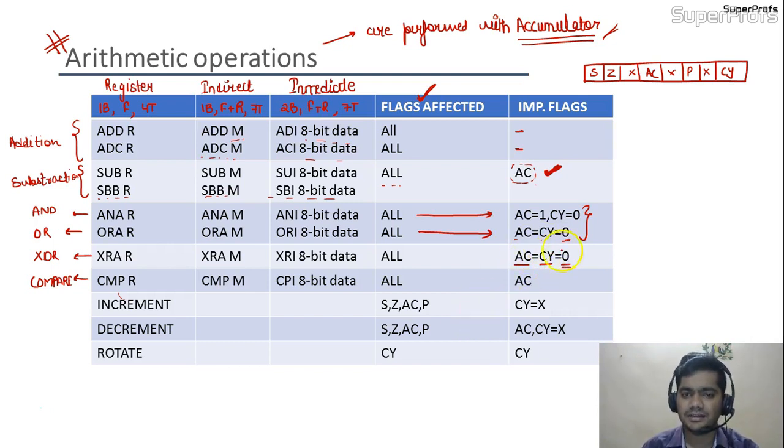It means that they would remain constant if we are operating these instructions, that is XRA R, or if we are comparing the data of the accumulator with this register, or with the data pointed to by the HL register pair, or with this 8-bit data. Then all flags would be affected, but auxiliary carry and carry flag would always be logic 0.